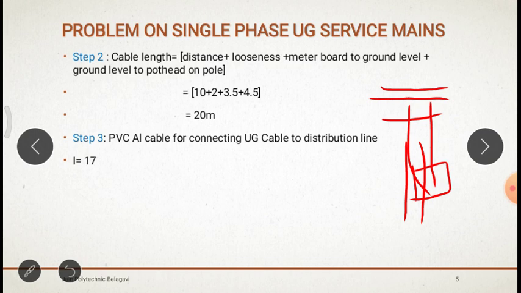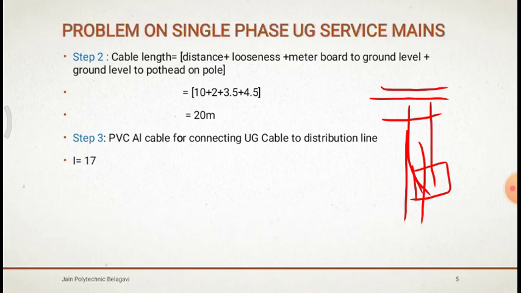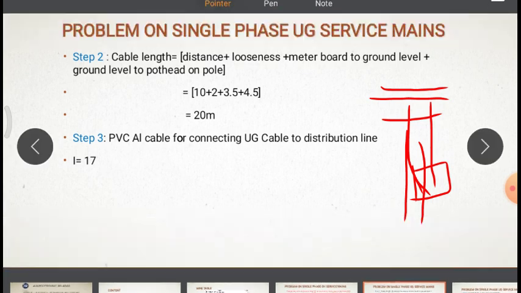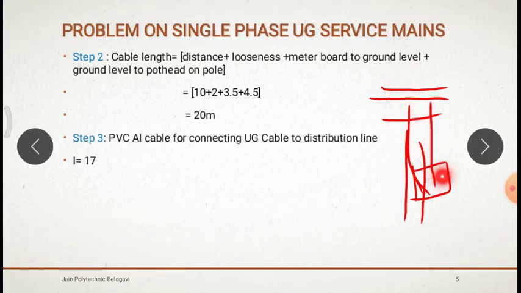So for that we need PVC sheath aluminum cable. Around 12 meter cable we require for the single phase, because only phase and neutral will be there. If it is 3 phase, again 20 meter we require to connect this distribution line to the pot head box. We need that cable, that is 12 meter.